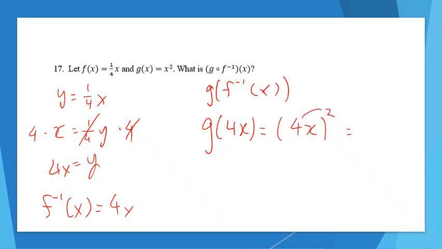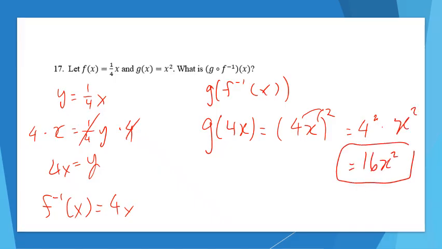Remember, when it's two items multiplied by each other, you can square both of them. So this just becomes 4 squared times x squared, which should simplify to 16x squared, and that should be our answer there.